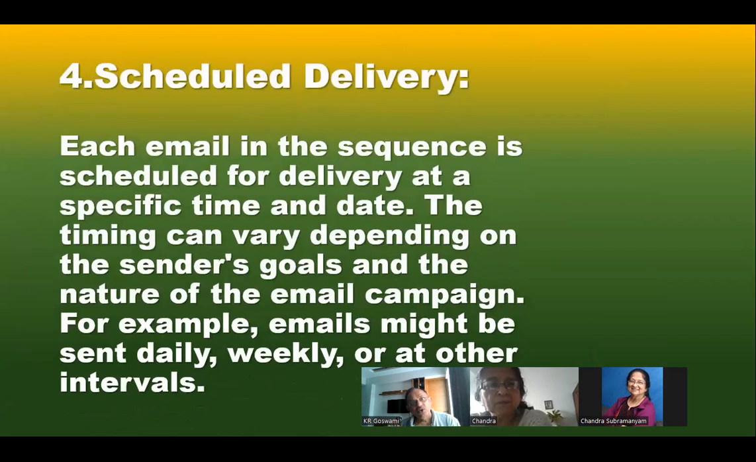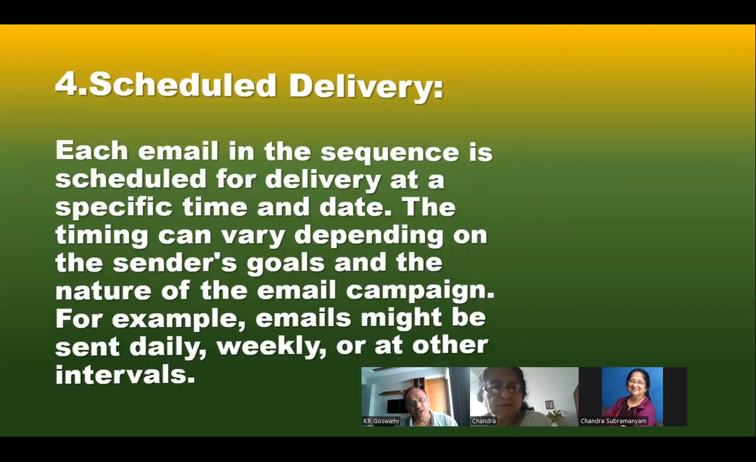Then scheduled delivery. Each email in the sequence is scheduled for delivery at a specific time and date. See, suppose you are sending every 2 days, and the recipient should get it at 5 o'clock in the evening. So it will happen. It should not reach them at 4 a.m. or 2 a.m. in the morning or night time. So you have to give the specific time. It can be done with a specific time and date.